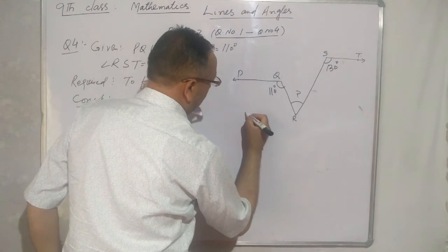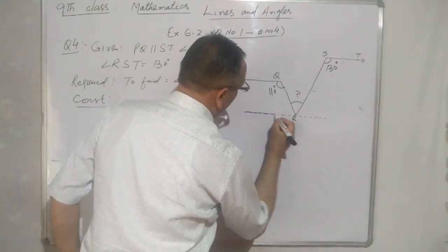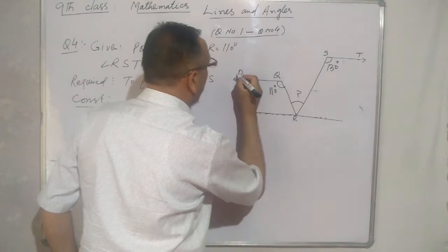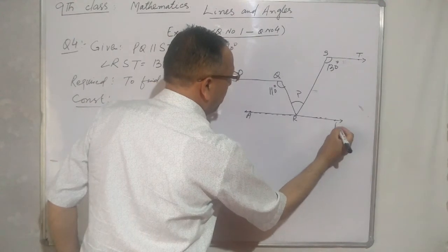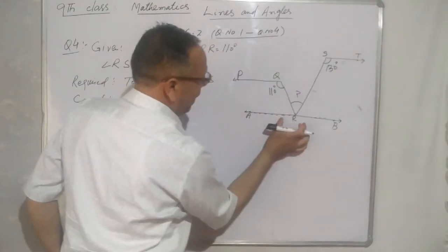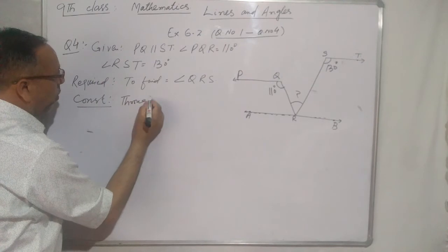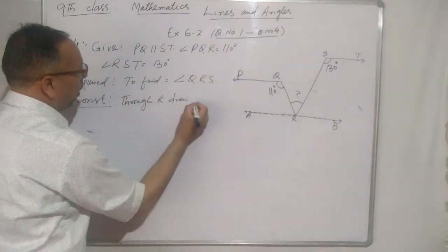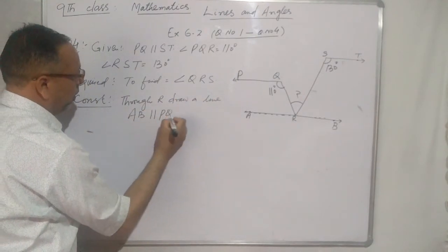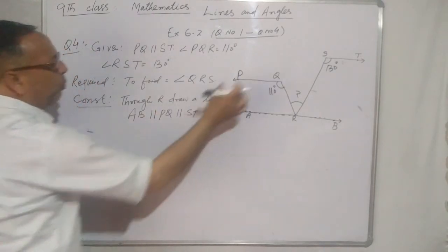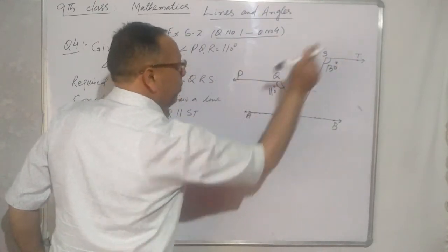Let me draw a line here through R. You draw a line and name this line AB, parallel to PQ and parallel to ST. This line AB will be both parallel to PQ and parallel to ST. Because PQ and ST are parallel, when we draw a line AB parallel to PQ, that means AB will be parallel to ST also.